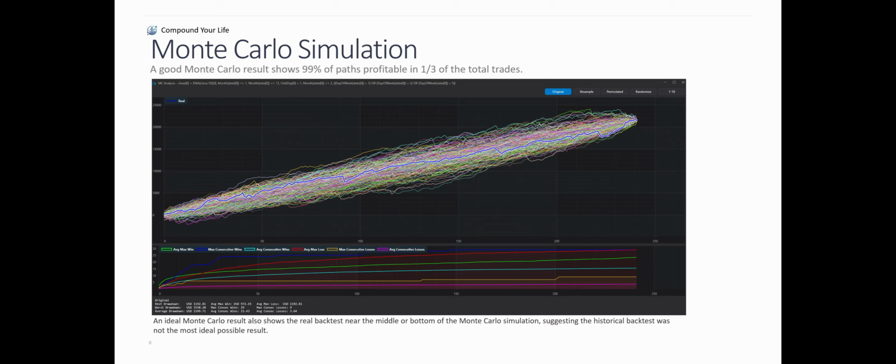Another condition I look for is that roughly 1/3 of the trades, once you get to the 1/3 trade mark, almost all the paths, 99% of the paths need to be profitable. So we have roughly 240 trades in this backtest. So around the 80 trade mark, I'd like to see every possible path in this universe of simulations to be profitable, which they are. They're actually all profitable from the 50 trade mark, which is exactly what I want to see.